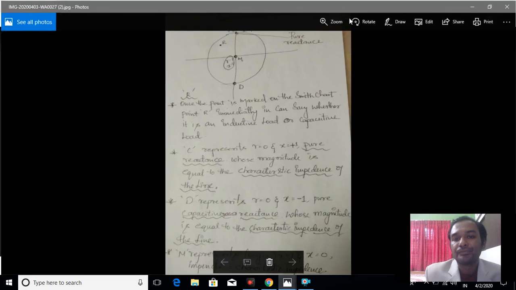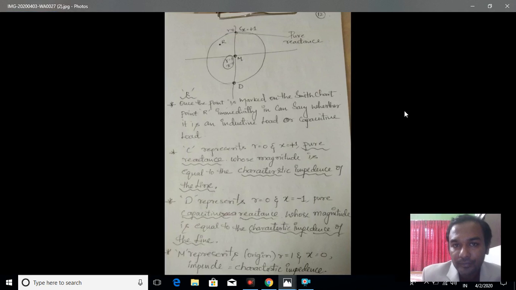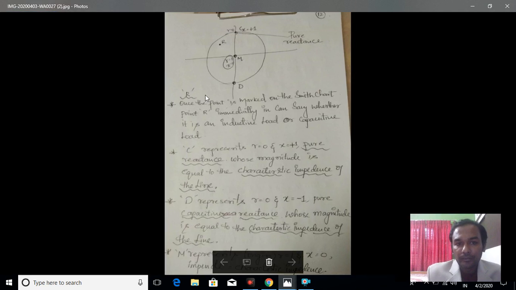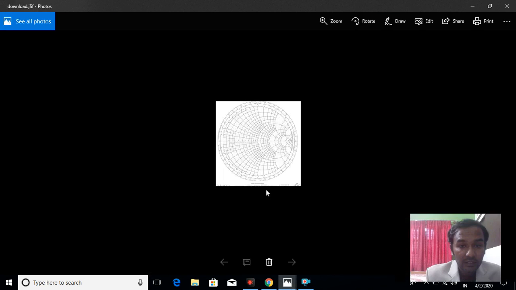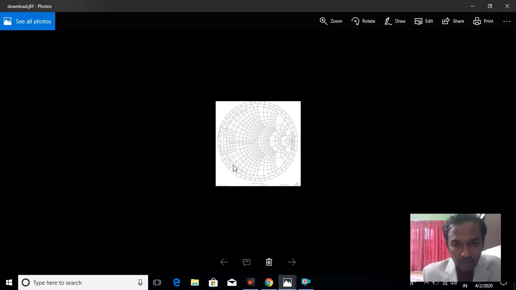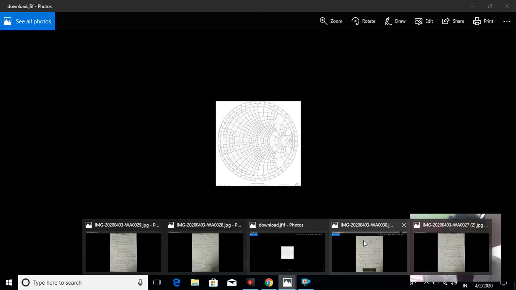Now we can see that, suppose there is a point R. I want to mark a point. Just now in the Smith chart also we did see that I just marked a point here. Suppose I want to mark a point here. I will represent this as R. This is my point, capital R. Now what does this point represent? What does it mean?